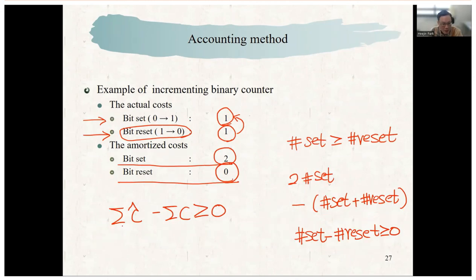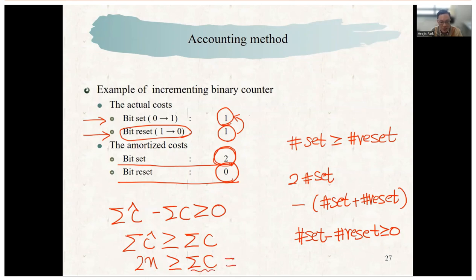It means the summation of C hat is bigger than or equal to the summation of C. And then since the summation of C hat is 2n, the summation of the actual cost C is at most 2n, which means this is big O of n. So the summation of all actual costs is big O of n.